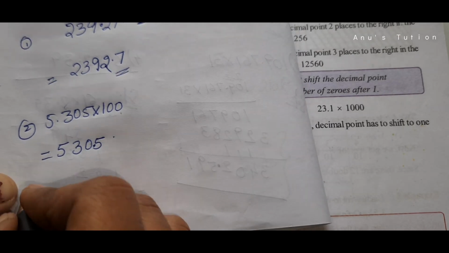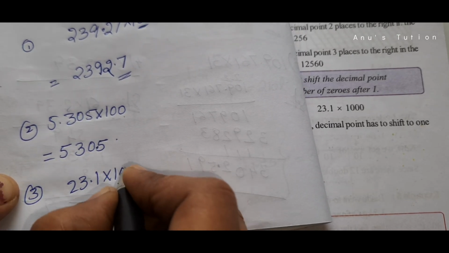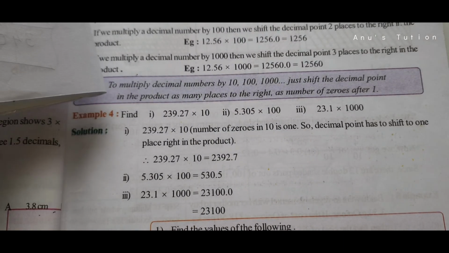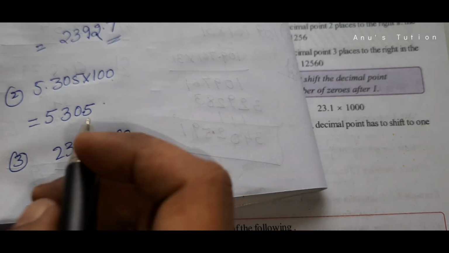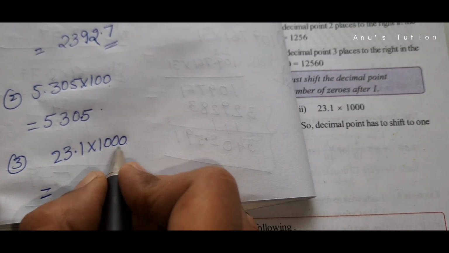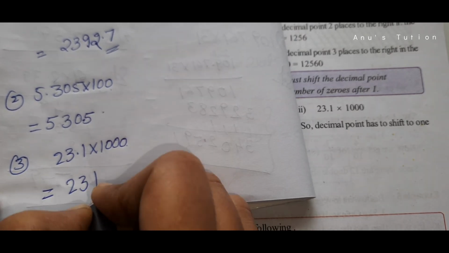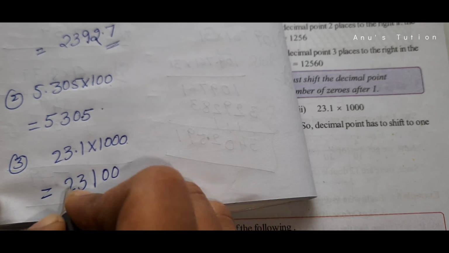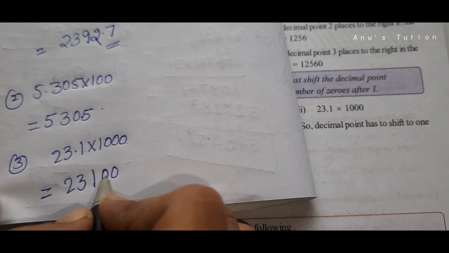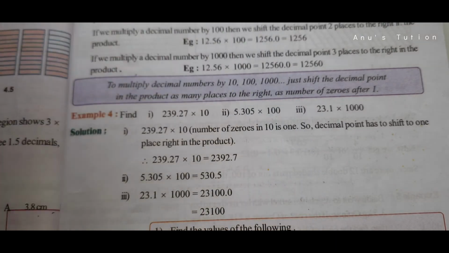Next, third one, 23.1 into 1000. Okay, 23.1 into 1000. Here 3 zeros are there. Then it will go 3 places: 2, 3, 1, 0, 0. 1, 2, 3, like that. Okay.